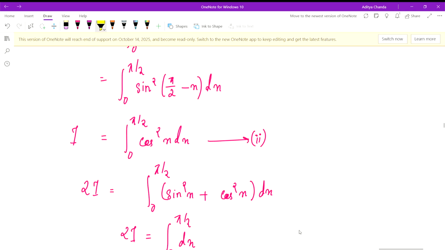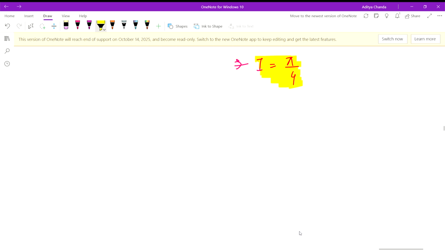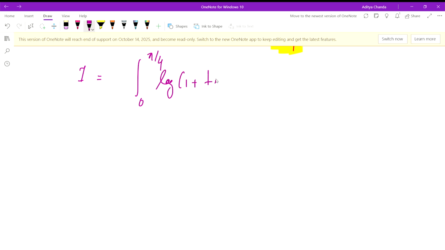Now let us take a look at a little bit tricky, I would say, one of the important questions which are likely for your exam. Let's say you have this integral over here, 0 to pi by 4 log of 1 plus tan x dx. I would say that maximum questions in definite integration are solved using King's Rule. So let us apply King's Rule over here.